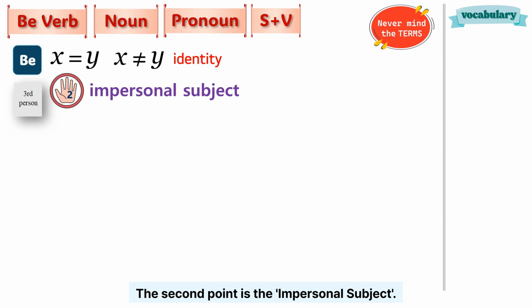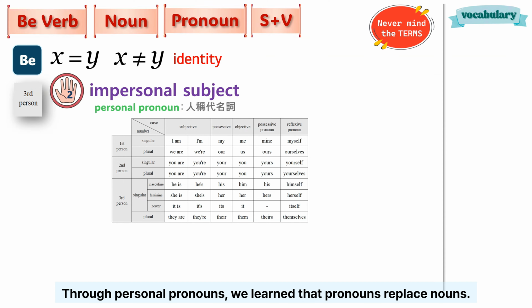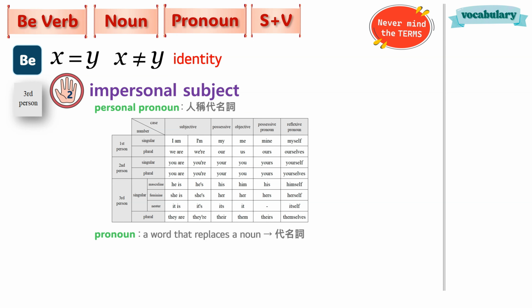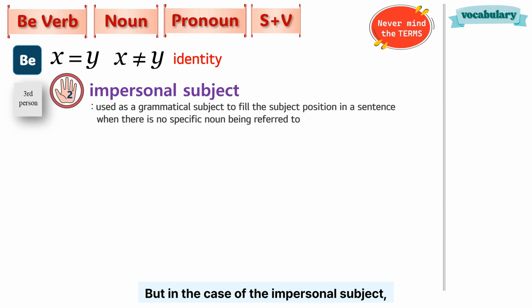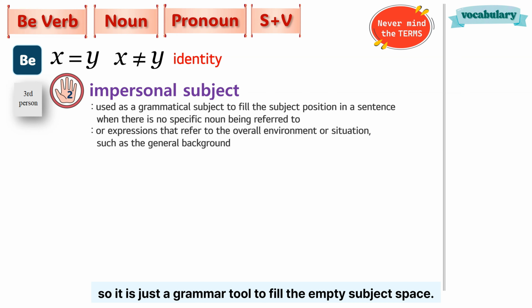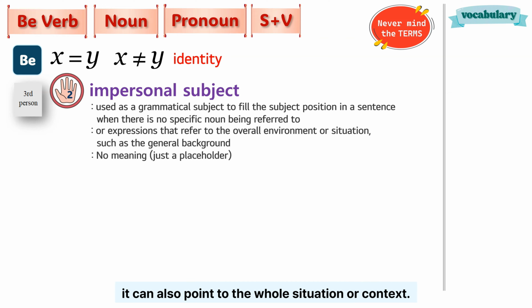The second point is the impersonal subject. Through personal pronouns, we learn that pronouns replace nouns. But in the case of the impersonal subject, as the name suggests, there is no noun that it replaces. In English, the subject is always required, so it is just a grammar tool to fill the empty subject space. Sometimes in conversation, it can also point to the whole situation or context. In any case, it is simply filling the place of the subject. It has no real meaning, and therefore we do not translate it.